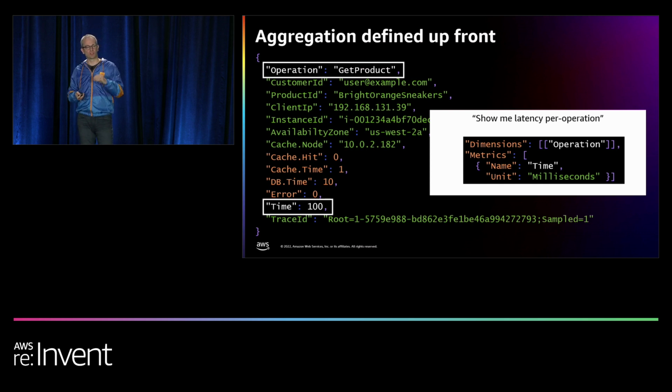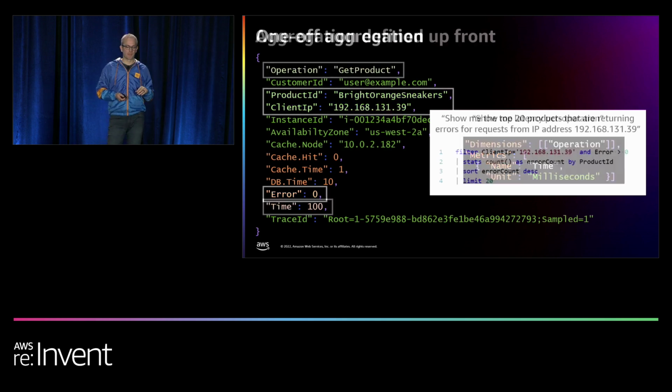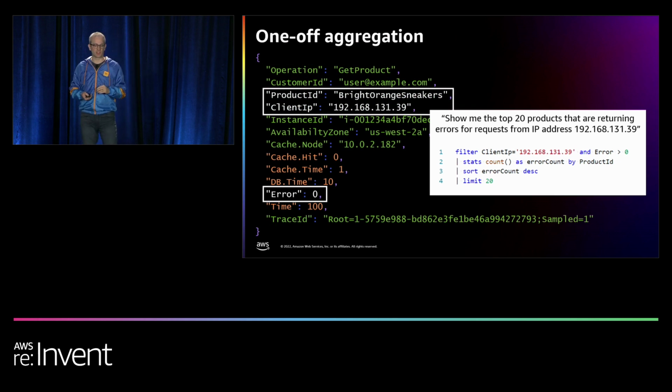We already talked about using the metric definition in EMF to say, I always want to know the latency per operation. That should just be a metric. But for other things, if you have other questions, like show me the top 20 products in my catalog that are returning errors from this particular IP address. Maybe I might get to that kind of a question in my troubleshooting. Well, I can ask that question and get an answer very quickly by going through all of the logs and using this query to bin things in that way. And then I can see metrics about that in CloudWatch Logs Insights.